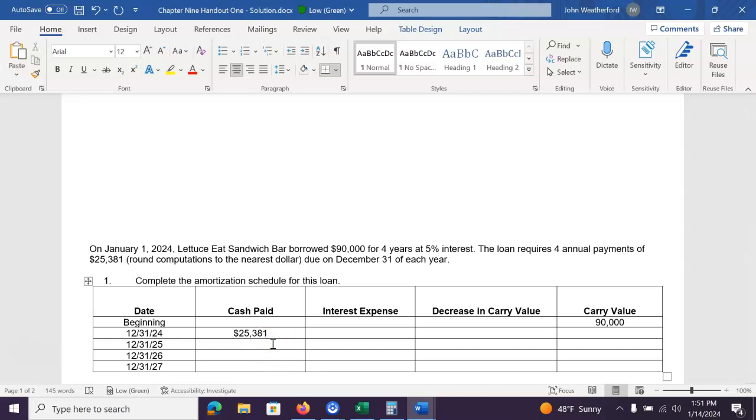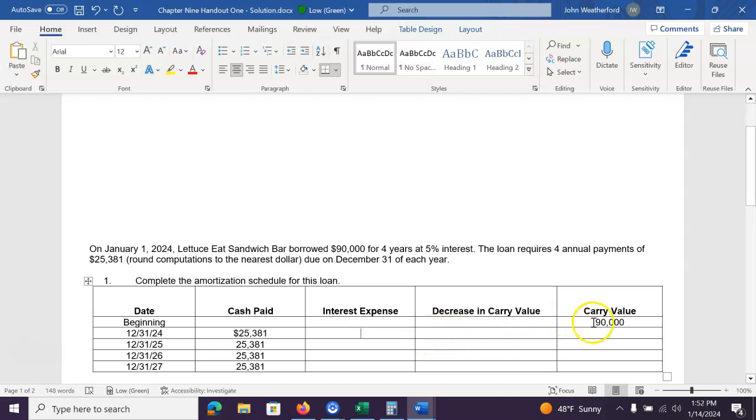Now that payment amount, you guys, is going to be the same each year, so we can go ahead and fill that in. $25,381 each year is the payment amount. Now, what do we know? Part of that payment amount each year will go toward reducing the loan balance. That's the principal part of the payment. And then the other part of the payment will go to the lender as interest revenue. For Lettuce here, the borrower, it will be interest expense.